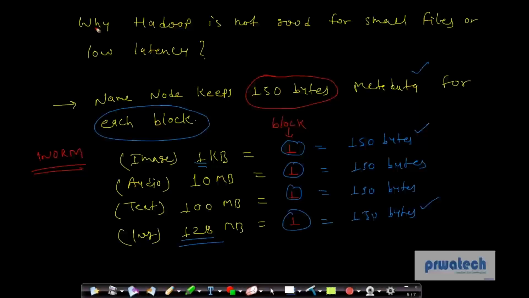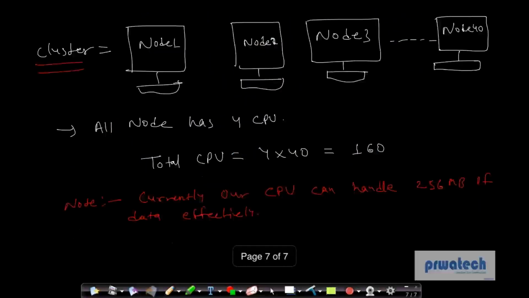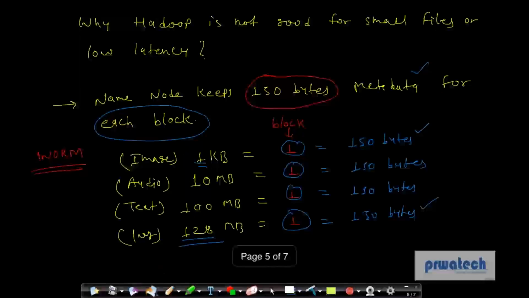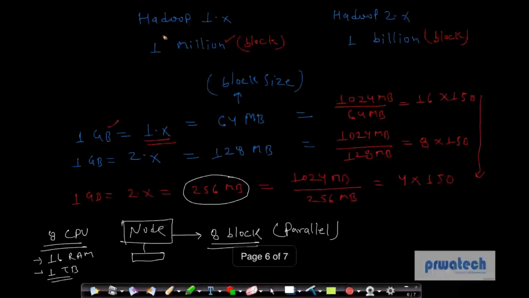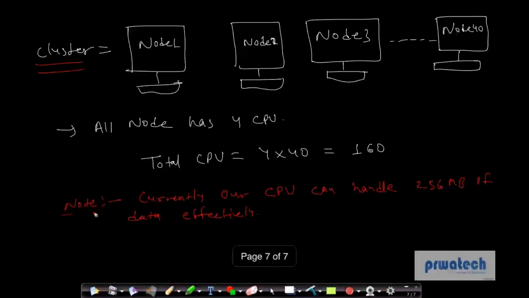Fourth point, Hadoop keeps 150 bytes as metadata, and that is the reason in 1.x and 2.x we can handle more data, and the whole calculation is here. How can we calculate, and why are we not increasing the file beyond 256 MB? Because of this specific note. Any question here? If any question is there, we'll see. Otherwise, I'll jump to data node.